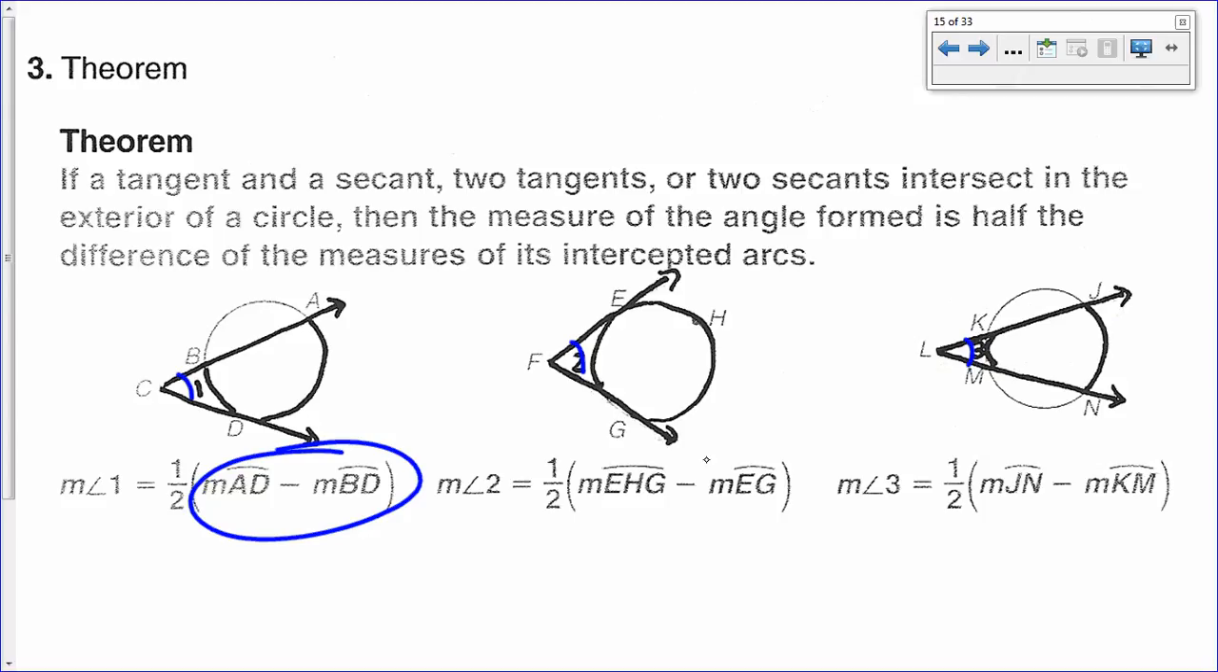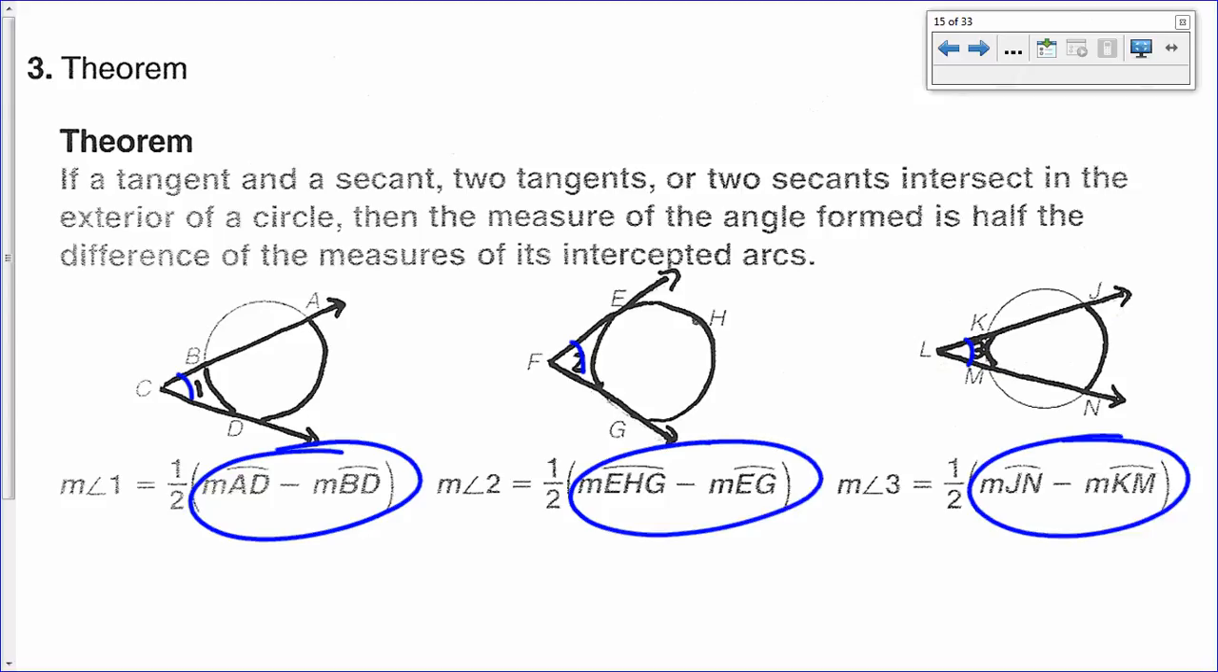See how they're all subtracted? You just subtract the intercepted arcs, and then you take half. And that will give you the outside angle.